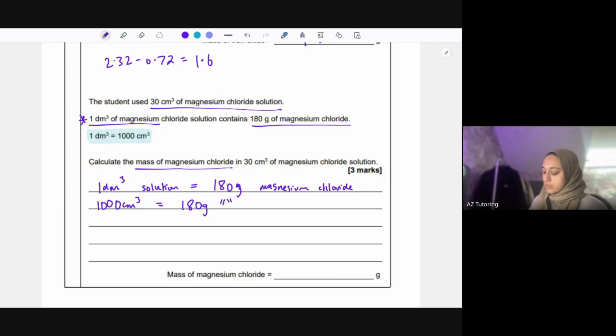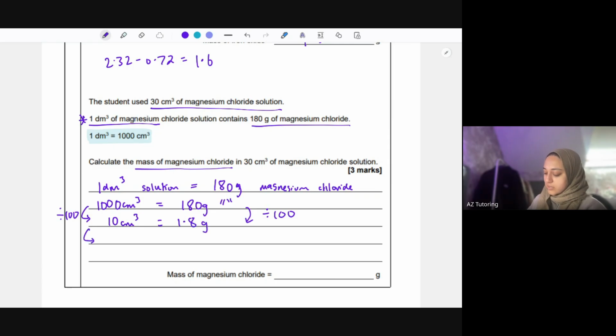I'm not going to write that down again, just to save time. So 1,000 centimeters cubed is 180 grams of magnesium chloride solution. I want to know how much in 30 centimeters cubed. So this is all proportions. You'll notice how in chemistry, there's a lot of your GCSE math skills that they're testing you on. So how do I get that 1,000 down to 30? What I could do is I could change it to 10. So to get this down to 10 centimeters cubed, I'm going to divide by 100. I'm going to divide this side by 100. So I end up getting 1.8 grams.